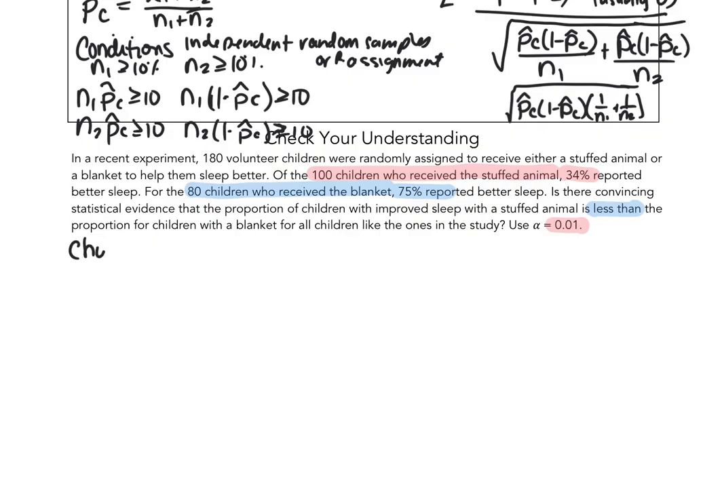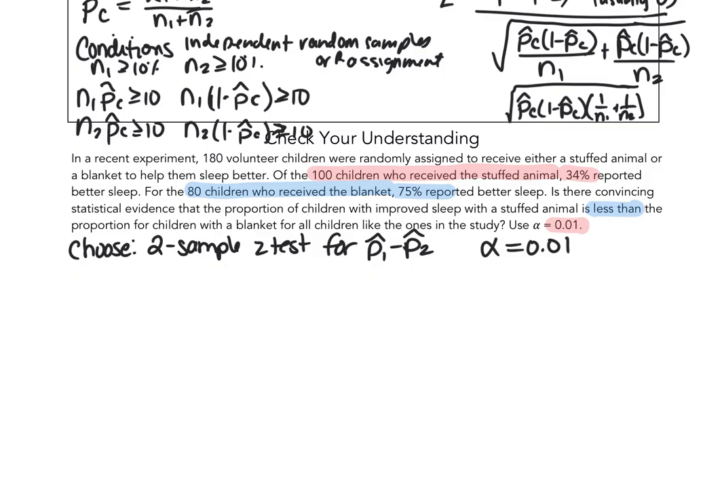So we start with choose. This is a two-sample z-test for p hat 1 minus p hat 2, a difference in proportions. Our alpha is 0.01. Our p hat for the, I'm going to put S for stuffed animal, is 34%. Our n for the stuffed animal is 100. Our p hat for the blanket was 0.75. And the n for the blanket is 80.